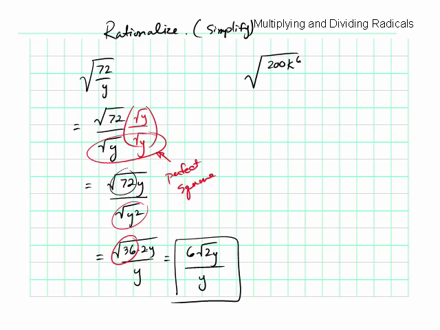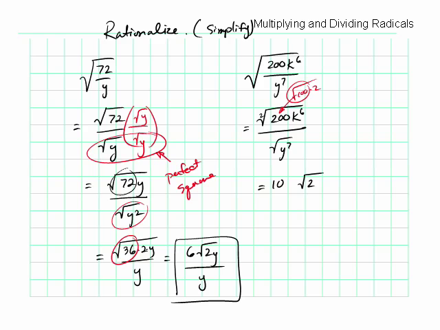Square root of 200k to the 6th over y to the 7th. Let's see if we can, well, we can use the quotient rule first. I'm going to write this as two radicals. Square root 200k to the 6th, square root y to the 7th. Now let's simplify as much as we can first before we multiply by something. 200 is 100 times 2. So if I take the square root of 100, that's a 10. So I've got 10 square root 2.